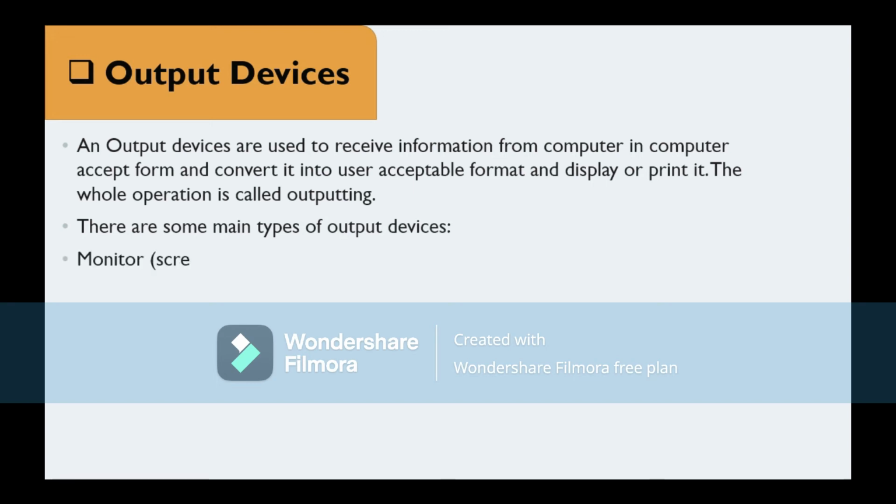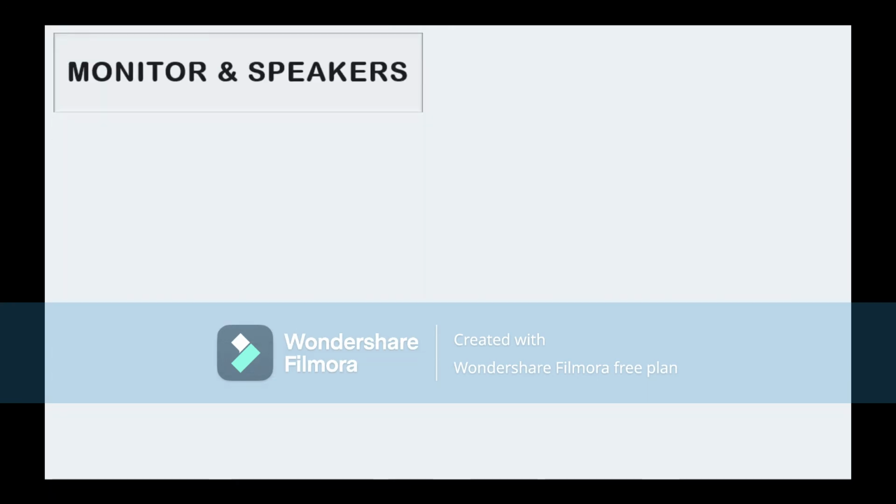And there are some main types: monitor, which is used as a screen, and a speaker, printer, which is impact or non-impact, and also a projector. And we will define all of these one by one as well.